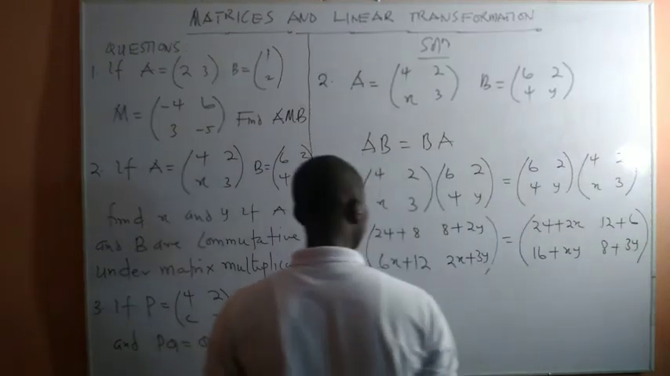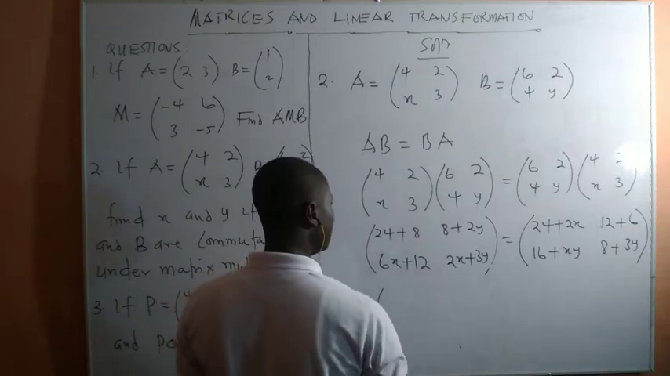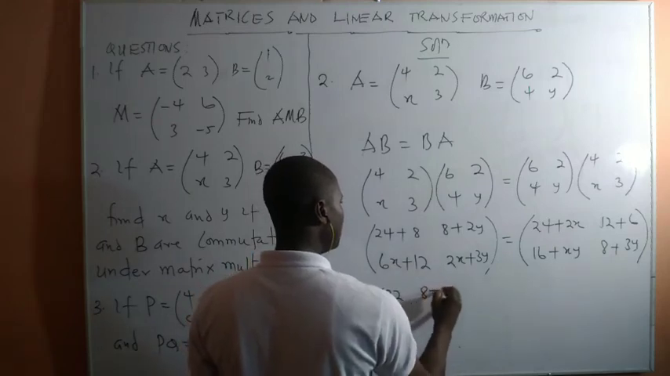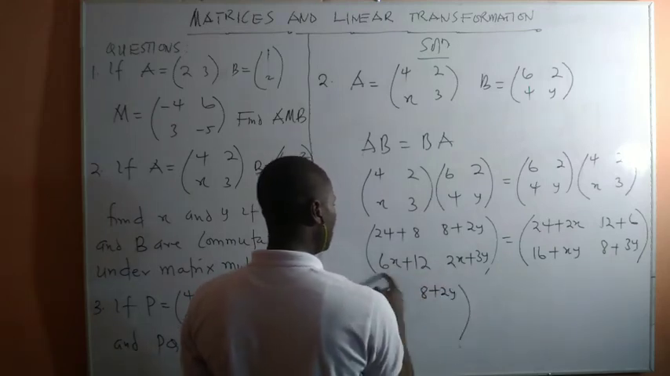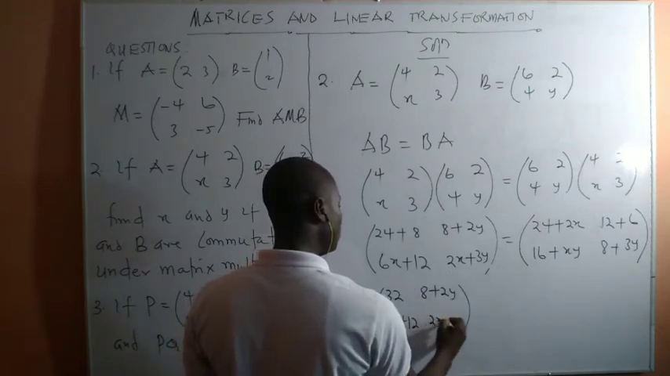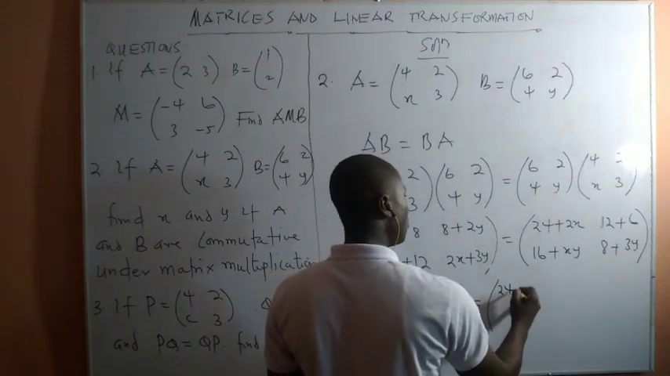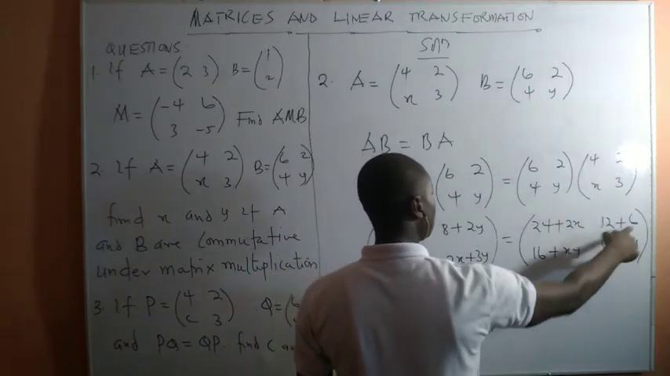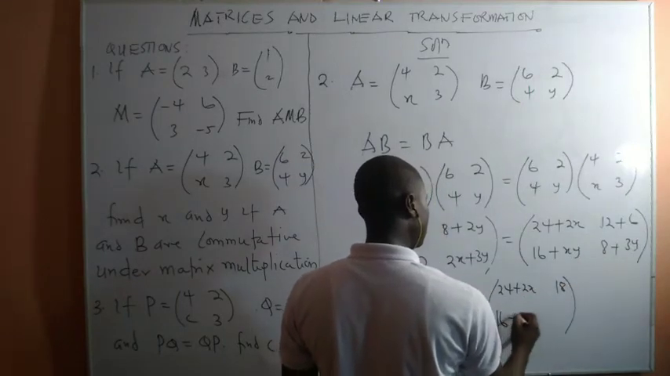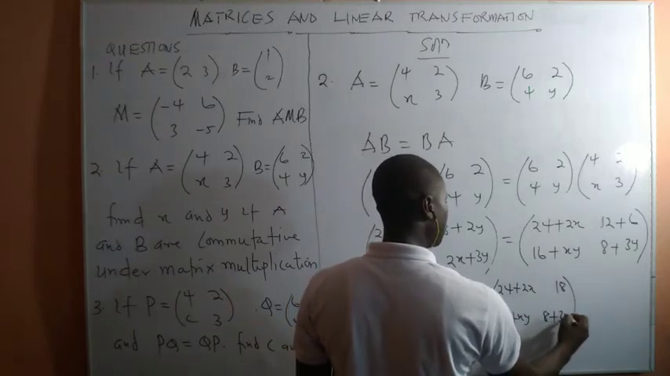So now, when you look at this matrix, you simplify the left. So 24 plus 8 will give us 32. And here we have 8 plus 2y. And here we have 6x plus 12. And here we have 2x plus 3y. This will be equal to, we have 24 plus 2x. Then 12 plus 6 will also give us 18. Here we have 16 plus xy. And here we have 8 plus 3y.